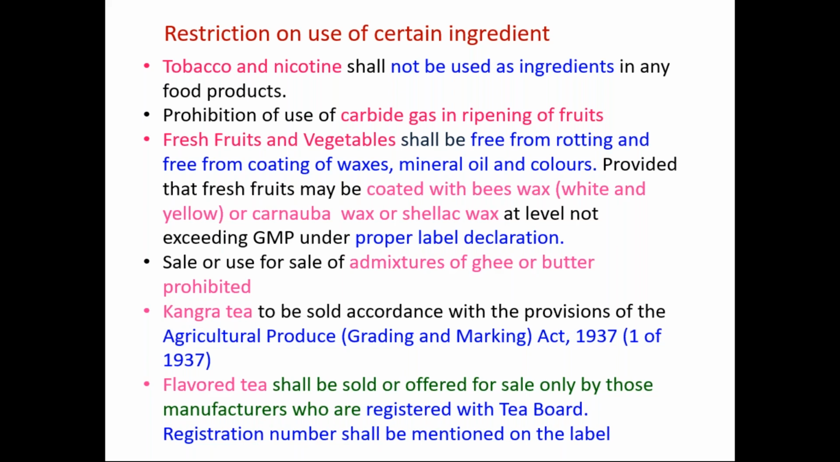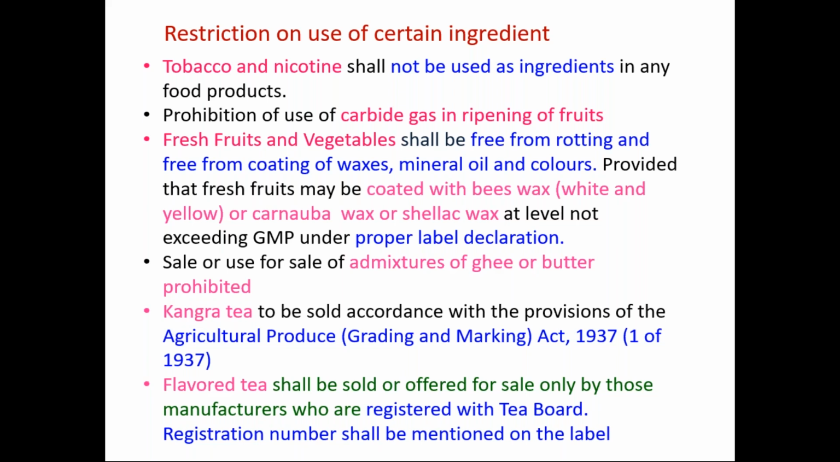Fresh fruits and vegetables should be free from rotting. They should be free from coating of waxes, mineral oil and colors. The fresh fruits which are coated with beeswax, carnauba wax or shellac wax which do not exceed GMP must be labeled, because that is a labeling requirement. Otherwise, other fresh fruits and vegetables which are sold in the open market without these labels should not be waxed and mineral oil should not be put on them.